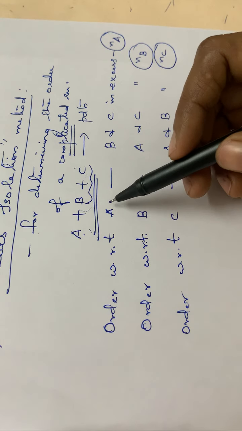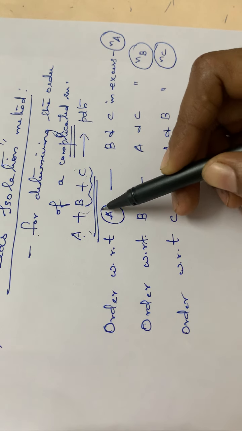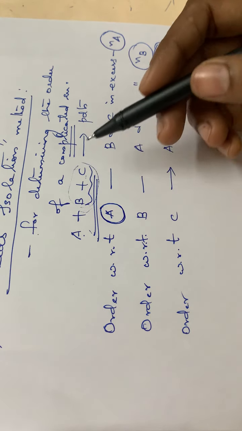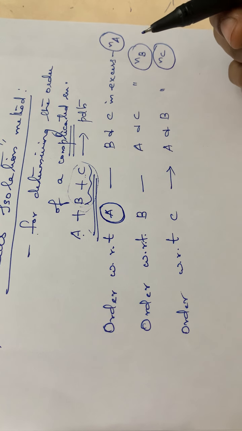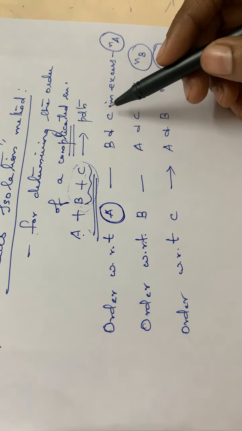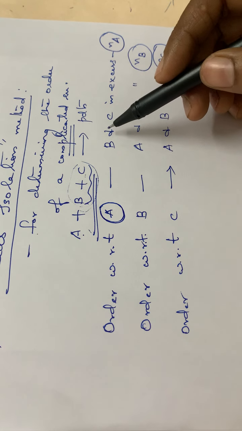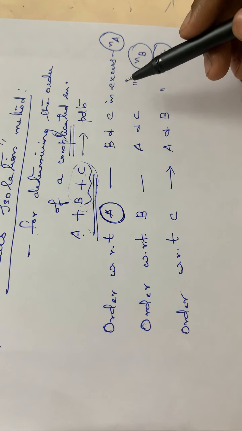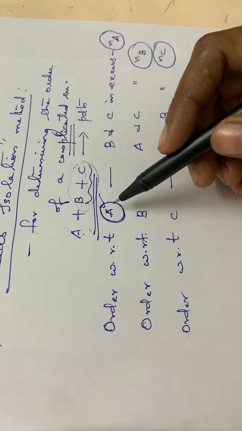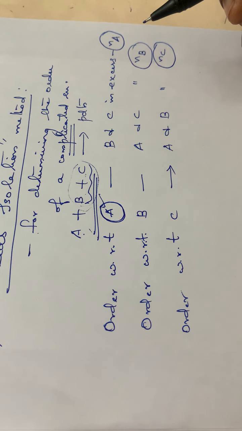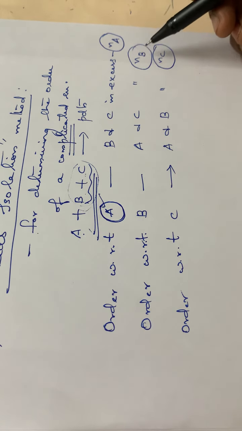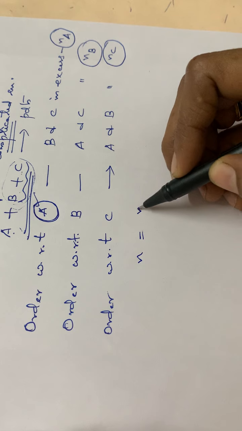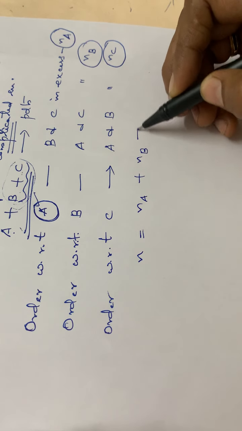So in all these cases we are isolating one of the reactants and taking the other two reactants in excess. If we take the other two in excess, what happens? They will not influence the rate of the reaction. Only the concentration of A will be affecting the reaction. Therefore we will have Na, Nb and Nc. Then what about the total order of the reaction? N is equal to Na plus Nb plus Nc.